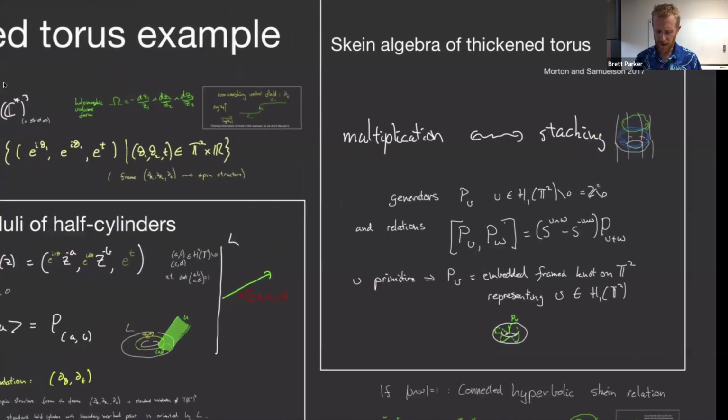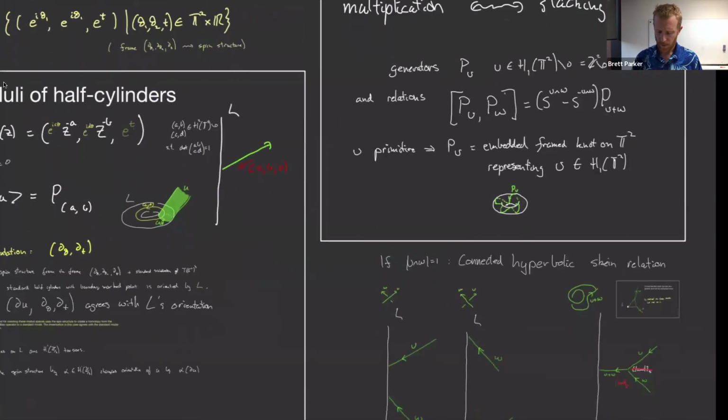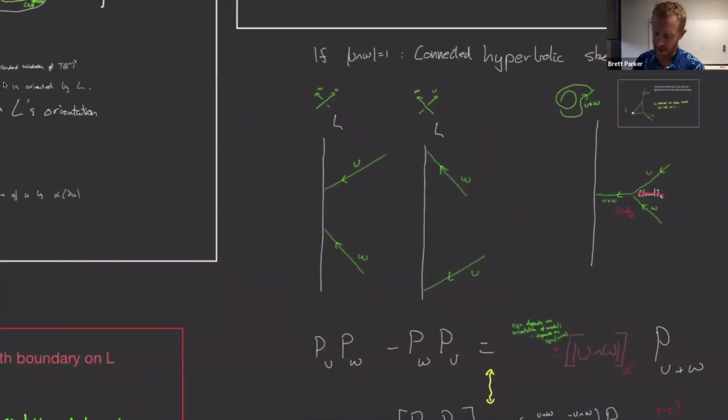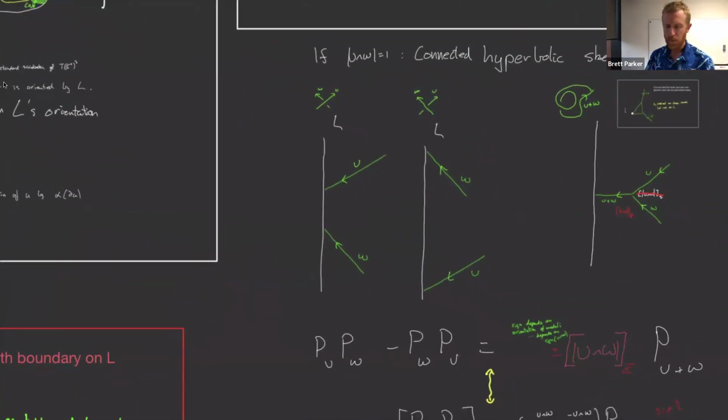So let's see. Can we see a Skein relation like this using holomorphic curve counts? So here, you should think maybe this Lagrangian line I'm drawing is going in the third direction, kind of up out of the plane, perhaps.